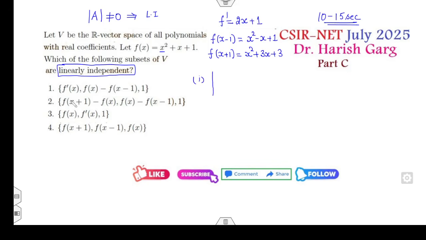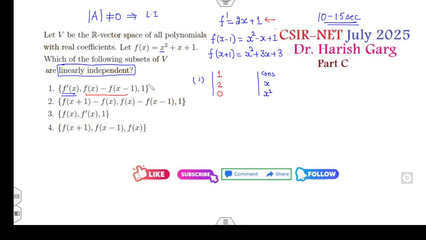If you write the matrix for f dash, it's a 3 cross 3. This is my constant term, this is my coefficient of x, and this is the coefficient of x square. So can you write the constant terms in f dash? 1. Coefficient of x is 2. Coefficient of x square is 0.